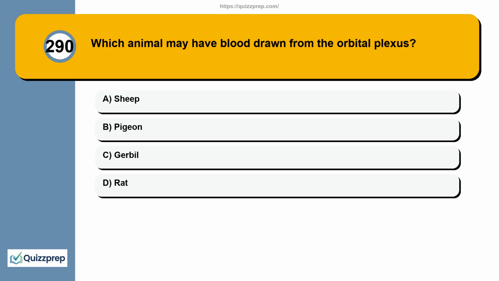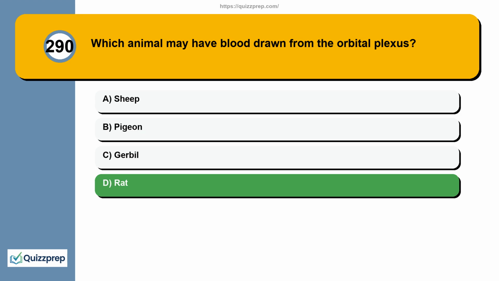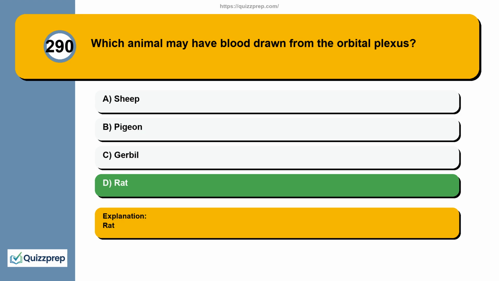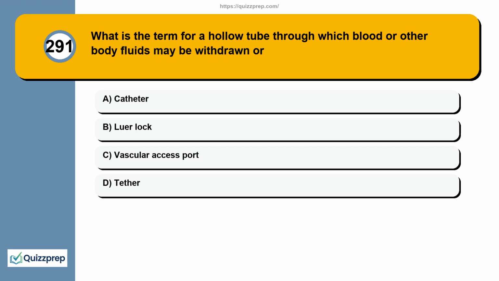Question 290. Which animal may have blood drawn from the orbital plexus? Option A, sheep. Option B, pigeon. Option C, gerbil. Option D, rat. The correct answer is Option D, rat.